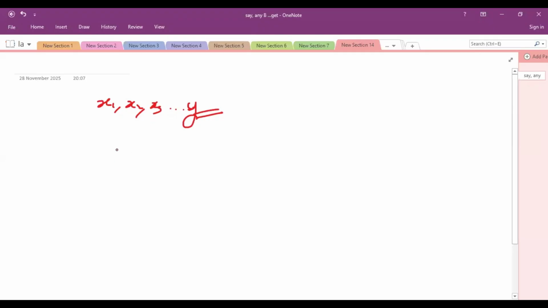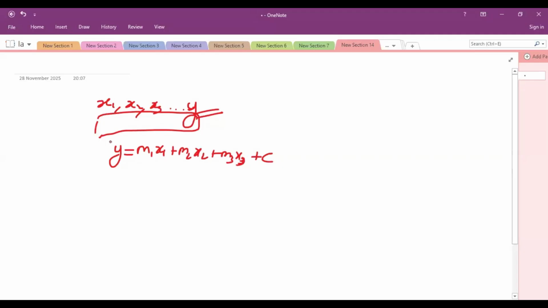We can try to set up an equation of the form y equals m1 x1 plus m2 x2 plus m3 x3 plus some intercept, which we know is the equation of a line or a plane and so on. Now, only if y and x1, x2, x3 have a linear relationship can we generate such an equation from the available data. This is called linear regression, where we are trying to regress y with the help of predictors x1, x2, x3, and so on.